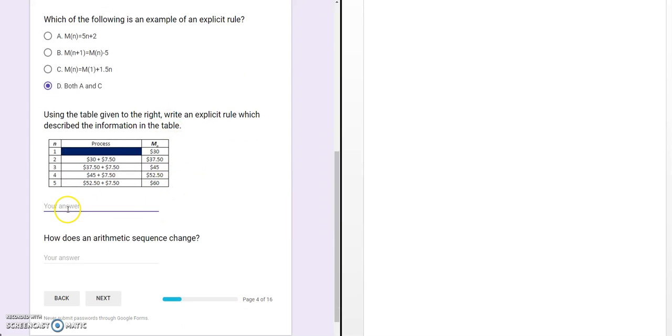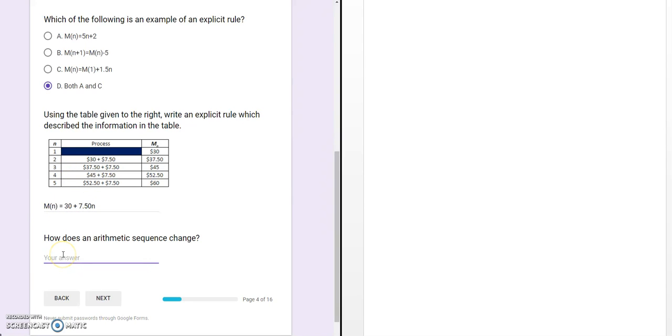Here we want to write an explicit rule to describe this table. Well, the explicit rule here is m sub n is equal to the first term plus the common difference times n. That is the explicit function rule.